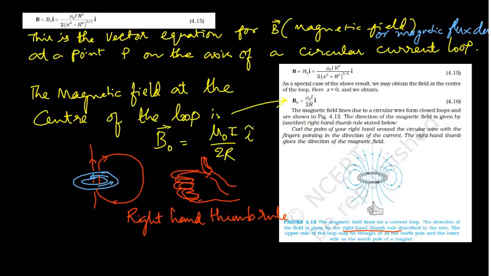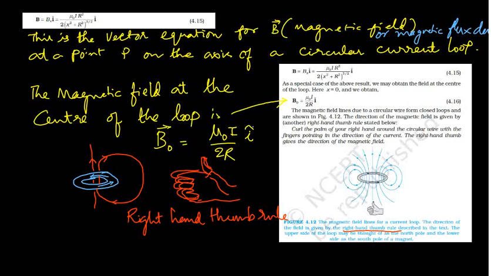So last class we did the vector equation for B bar, which is the magnetic field or magnetic flux density at a point P on the axis of a circular current loop, the current carrying circular loop. We said only the x direction component will be there; in the other two directions it gets cancelled off. Okay. So the expression is at a point P, which is x distance from the center of the loop.